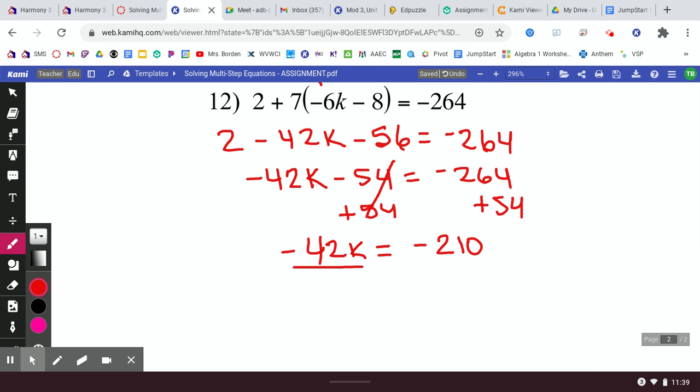By what? Positive or negative? Good. Divide by negative 42 and negative 42. That cancels out, and we're left with k equals, now a negative and a negative dividing is going to give us positive, so we know our answer is going to be positive, and then 210 divided by 42.